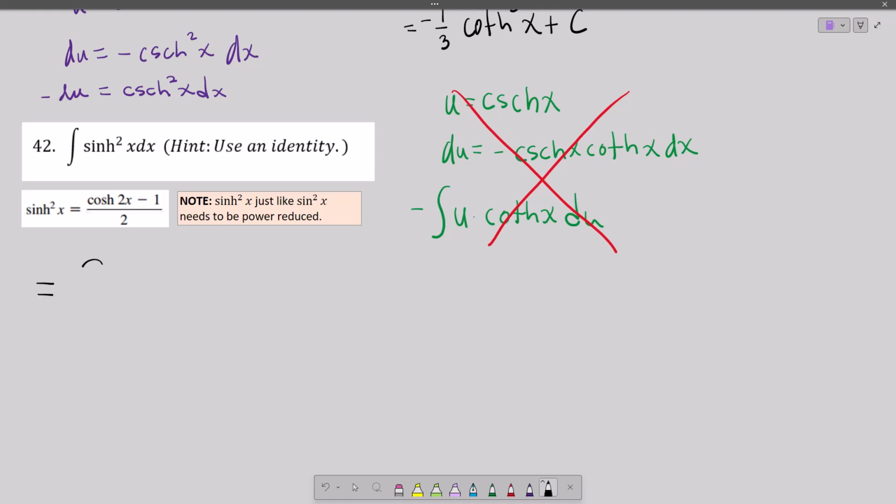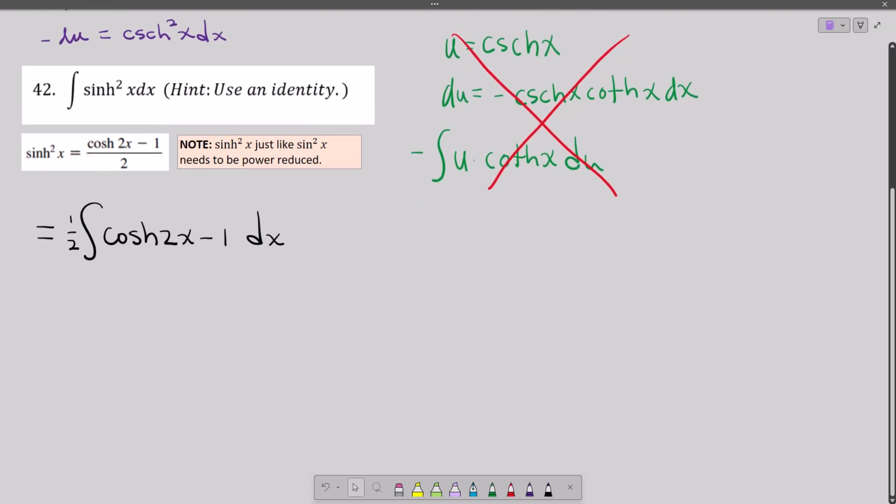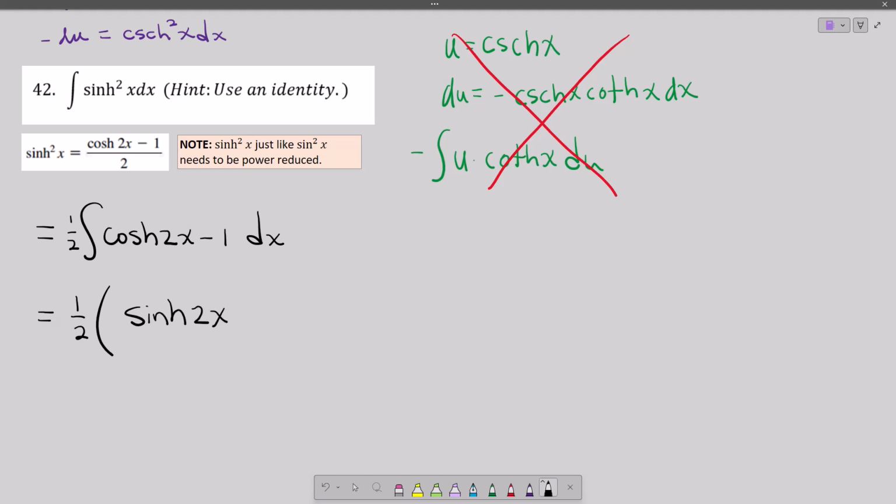And when we've reduced the power here, the 1/2 can come to the front. And we're integrating cosh of 2x minus 1 dx. So we reduce the power, pull out the 2 in the denominator. Now we are going to integrate the integral of cosh, sinh, but then we have to do a modification. Sinh 2x divided by 2, right? Because there's a reverse chain rule.